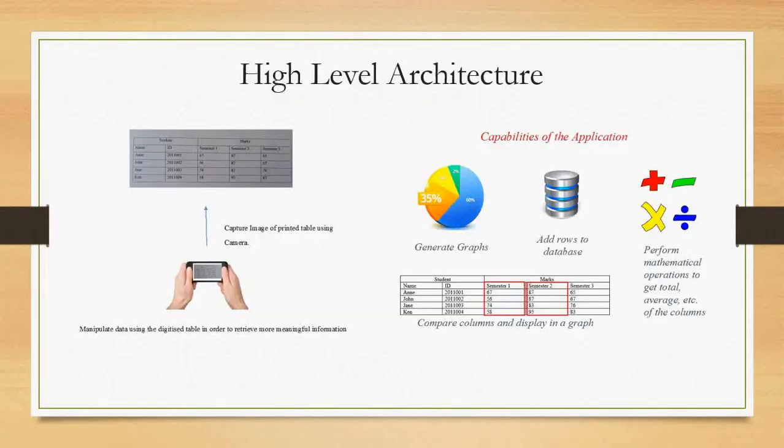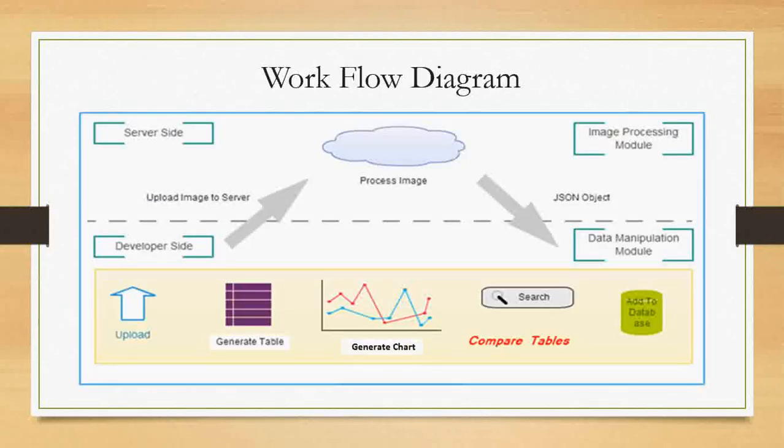Next, I would like to talk about the high-level architecture of FEDTab. For example, if there is a table in the form of an image, there is no possible mechanism to analyze it easily. The user will have to read it manually and analyze, or it should be entered into Excel-like software to be analyzed. This is where FEDTab would come into play. The developer will only have to call a few functions and the software would give the desired output, making it easy to analyze. There are several predefined functions such as generate graphs, add rows to database, perform mathematical operations, and compare columns and tables.